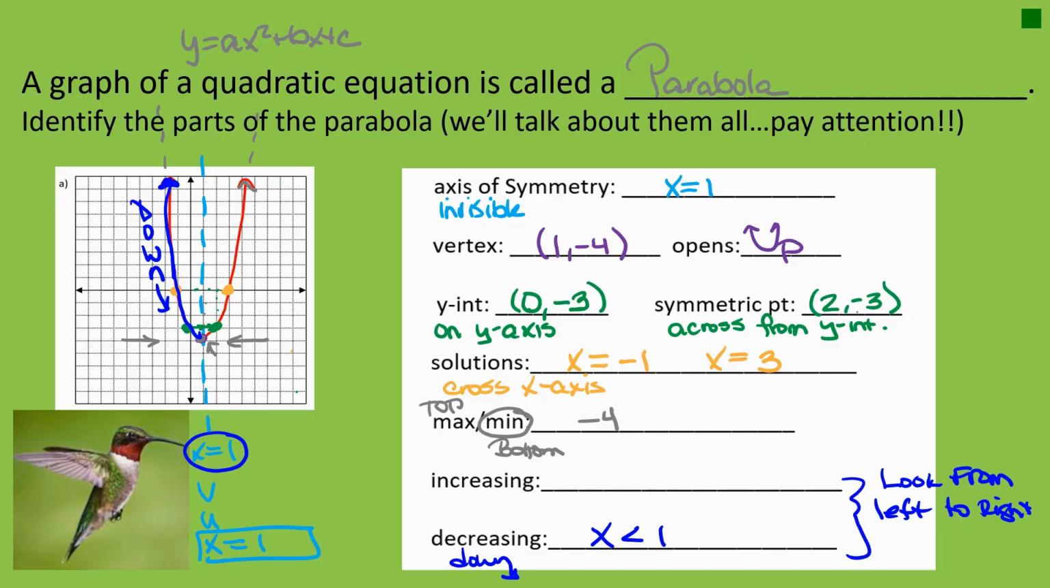So every point where x is less than 1, it's going down. Where is it increasing? That means where is it going up? From the vertex, it goes up everywhere to the right of the vertex. So it's going to be x is greater than 1.